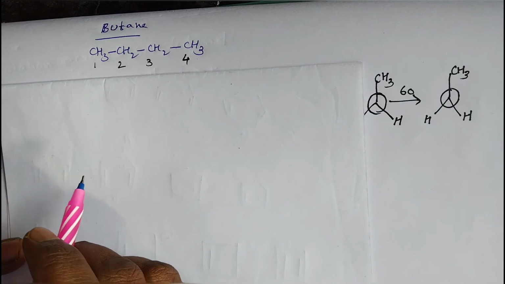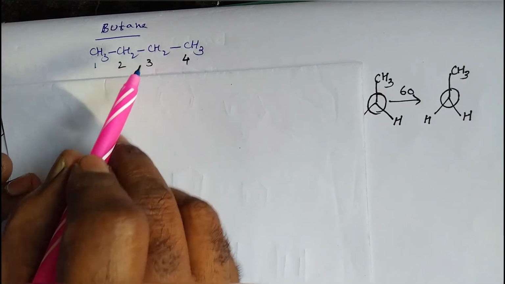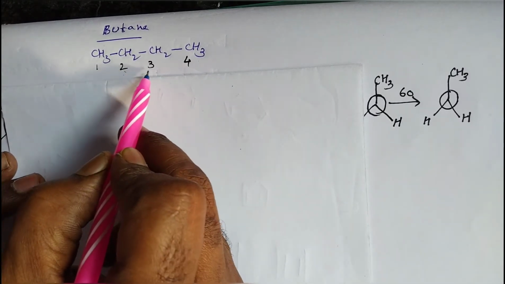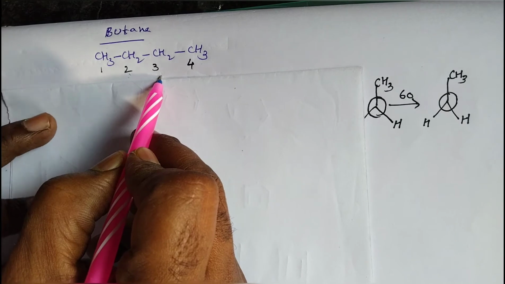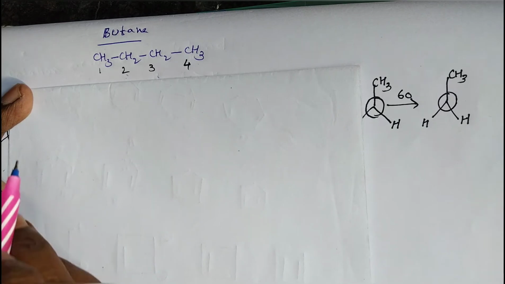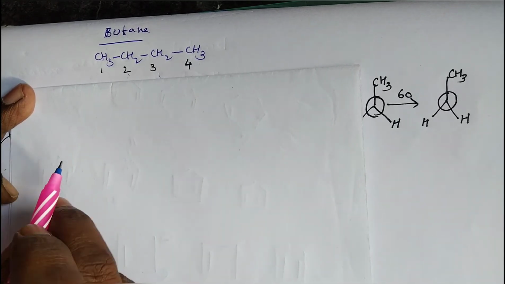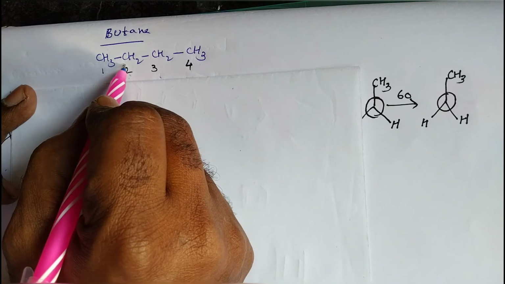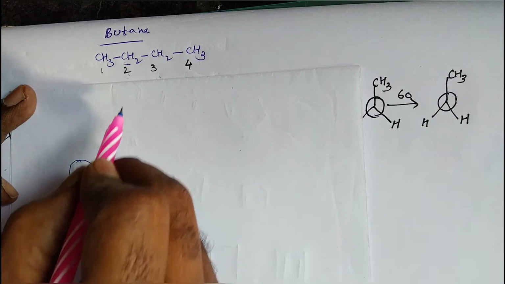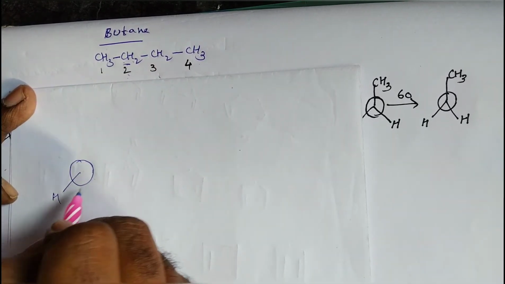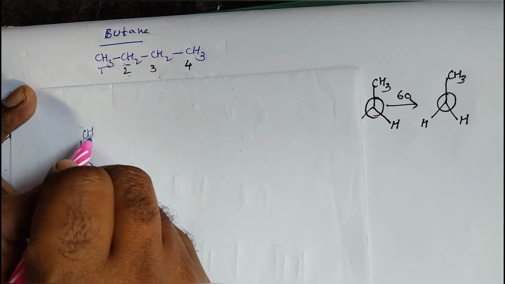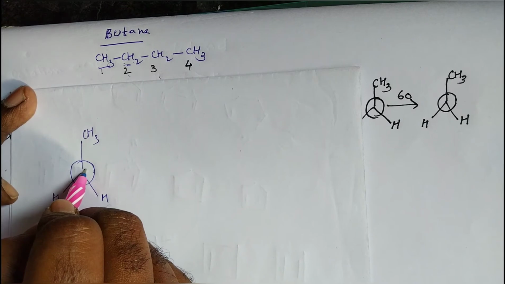Now let us take the second example, butane. Here rotation of the second and third carbon atom is there. So first we have to write this butane in Newman's projection formula. This is the first carbon atom, this is the second carbon atom. You have to write the second carbon atom. This carbon carries two hydrogen atoms, one hydrogen, two hydrogens, and this CH3 methyl group is located. This is the second carbon atom.